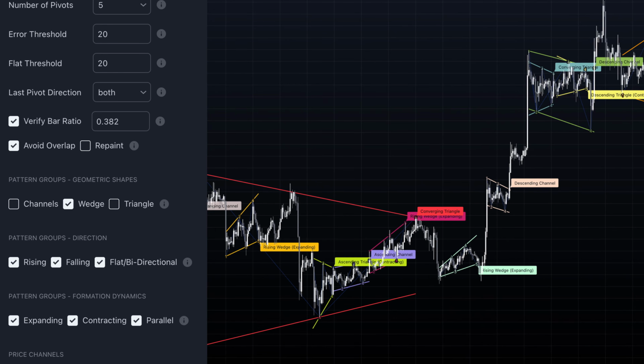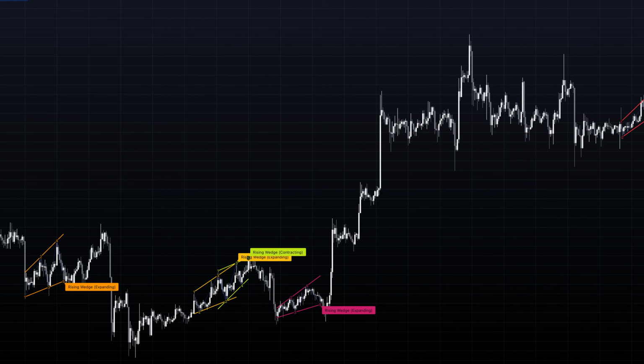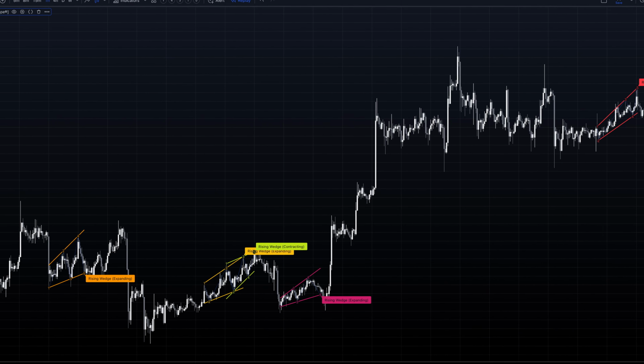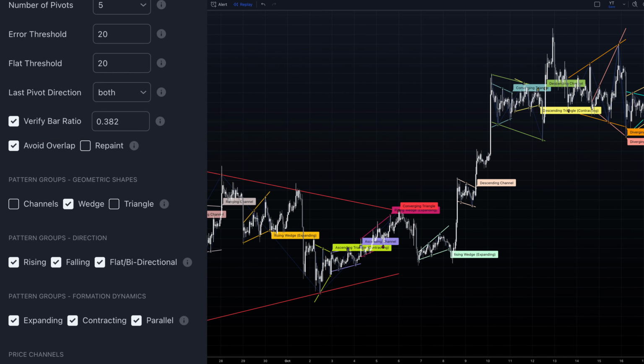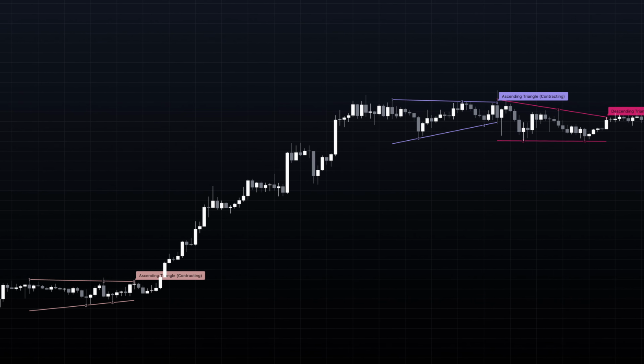A quick tip for using this indicator: pay attention to the overlap settings. You can tell the indicator to avoid drawing patterns that overlap with existing ones, which helps keep your chart clean and readable. Also, there's a repaint option. If you turn this off, it'll only show patterns on confirmed bars, which can help avoid false signals.